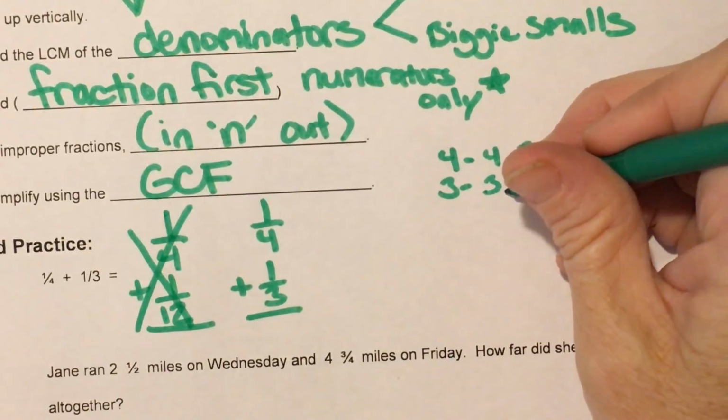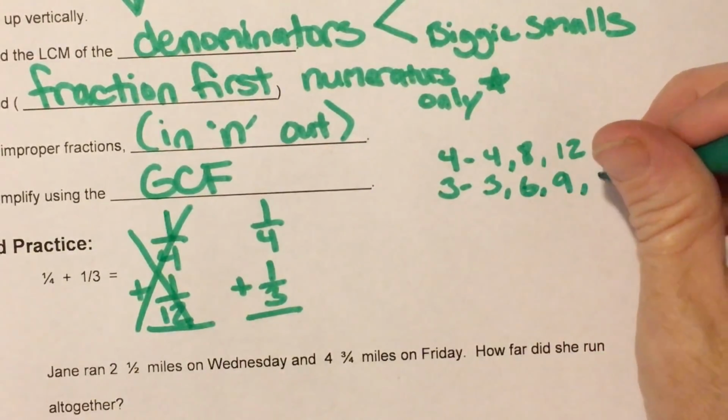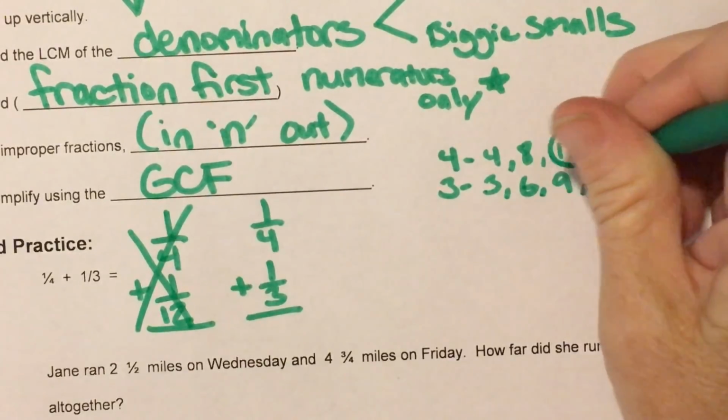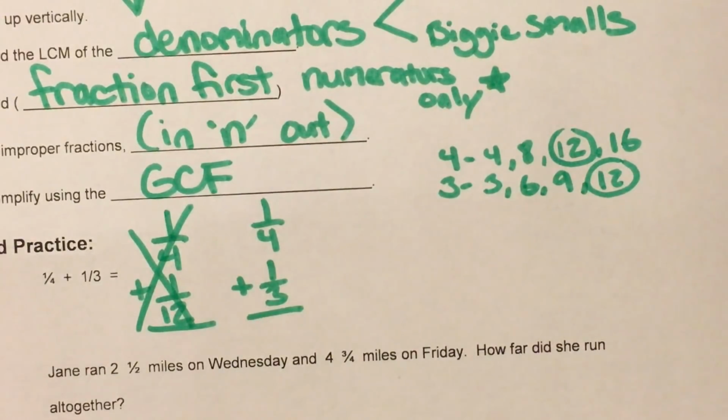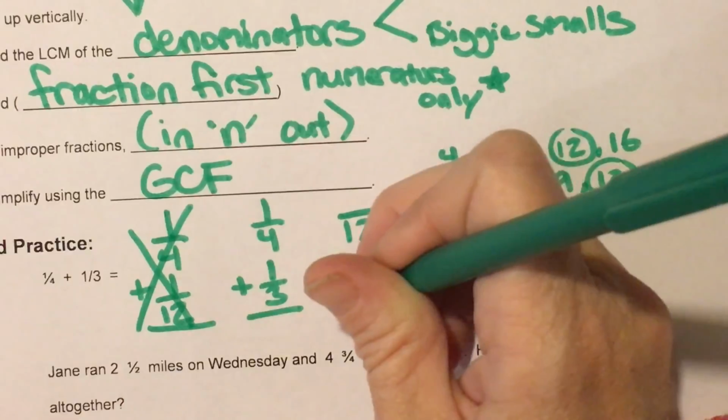3 times 1 is 3. 3 times 2 is 6. 3 times 3 is 9. 3 times 4 is 12. And I just found it. It is 12, which means we're going to now rewrite it as the denominator of 12.